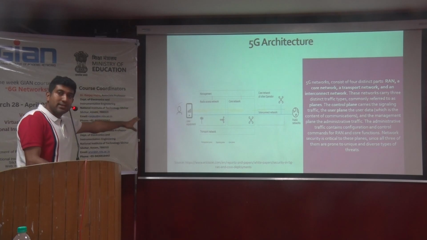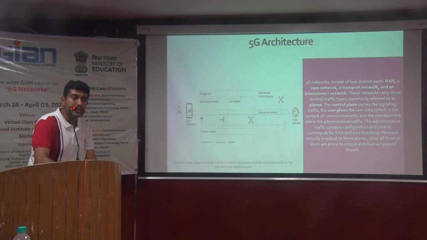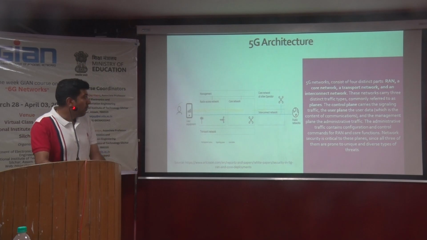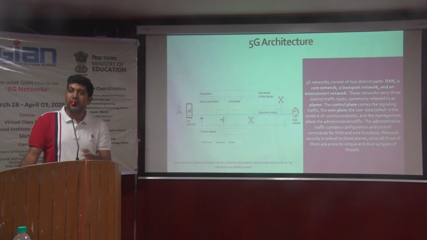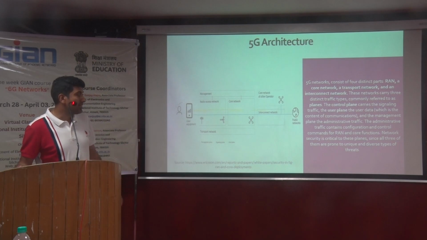Then you have the radio access network, which consists of the gNodeB. In the case of 5G, we call the base station a gNodeB. In the case of 4G LTE, we call it an eNodeB. Radio access nodes consist of some radio nodes, and radio nodes may consist of a base station, because the base station has transmitting as well as receiving antennas. That's why it is named radio access nodes.